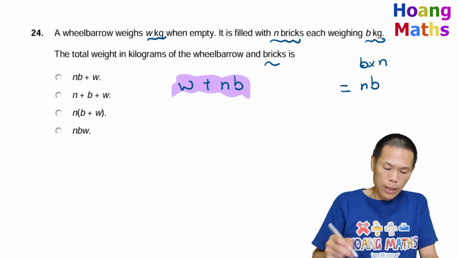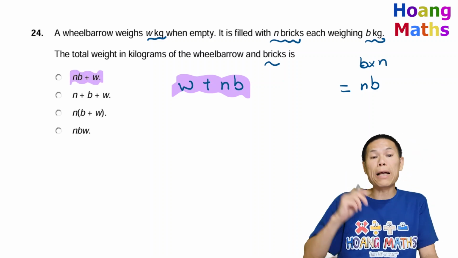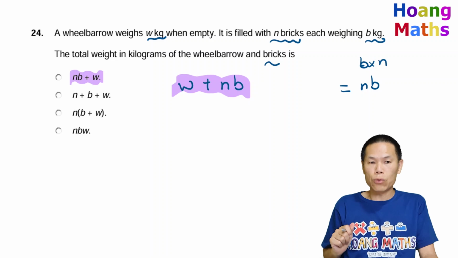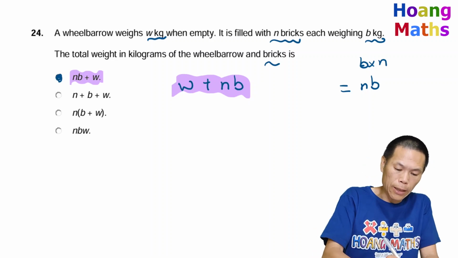But then, on the multiple choice, it is NB plus W. 2 plus 3 is exactly the same as 3 plus 2. So therefore, the answer is this one here.